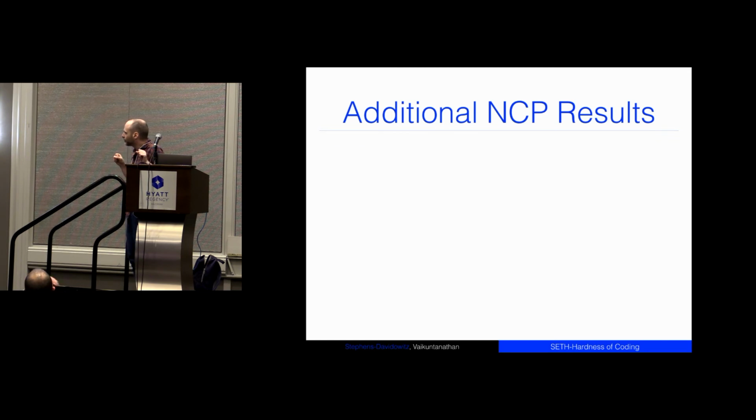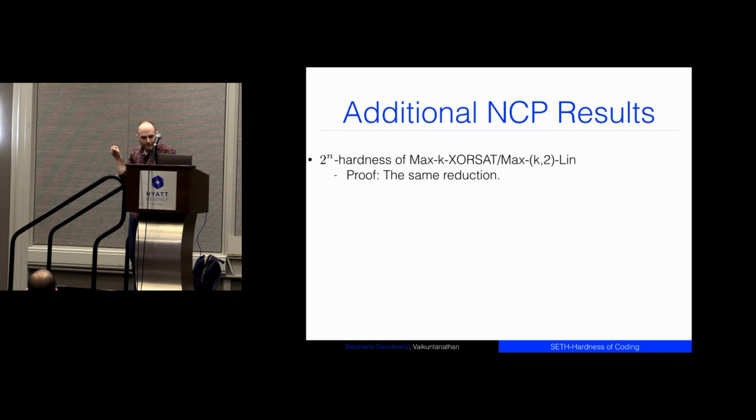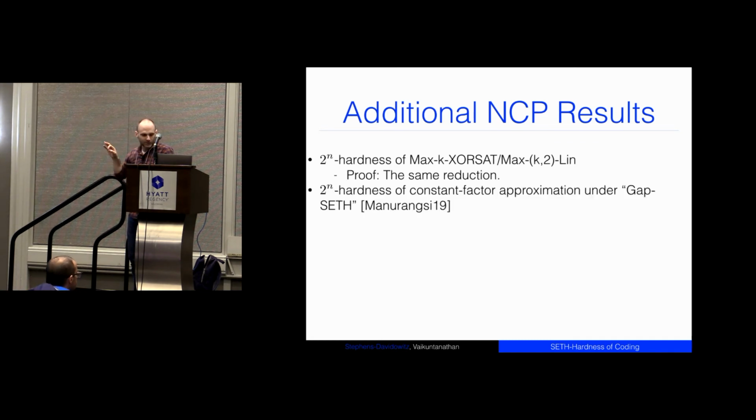OK, so we proved some additional results. First of all, you might have noticed that the matrix I constructed is sparse in the sense that each row has at most k non-zero elements in it. And what this means is you can view this as an instance of what I would call max k-XOR-SAT, or max k-2-lin. So in other words, if I'm given many linear equations, each of which only has k variables in it, then I actually reduce to that problem instead, and the proof is the same reduction.